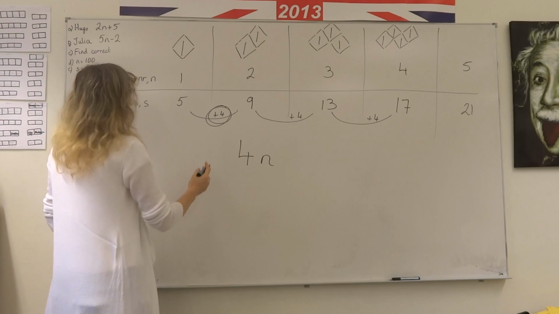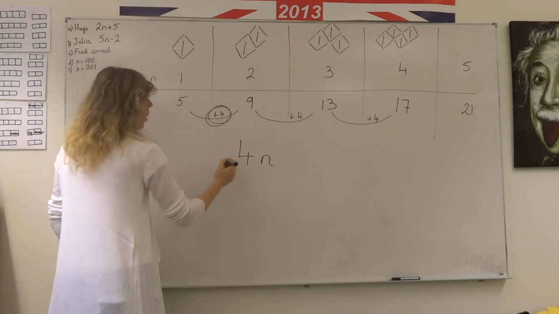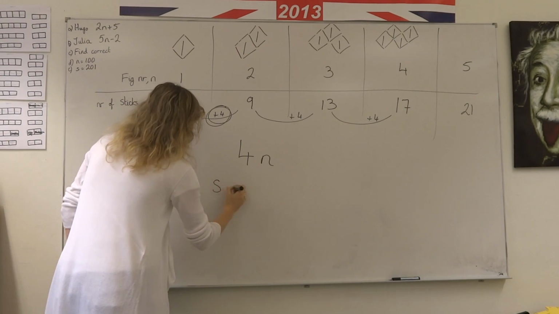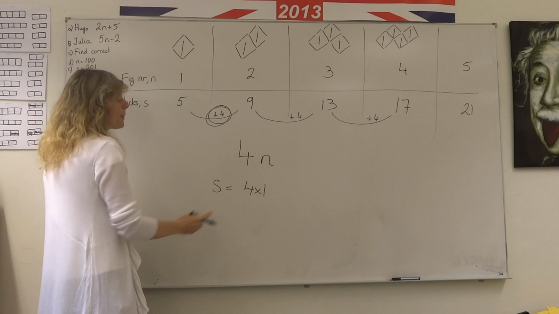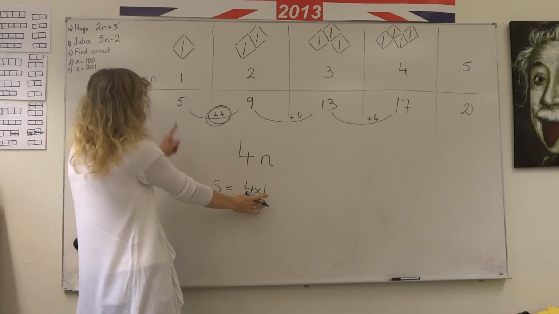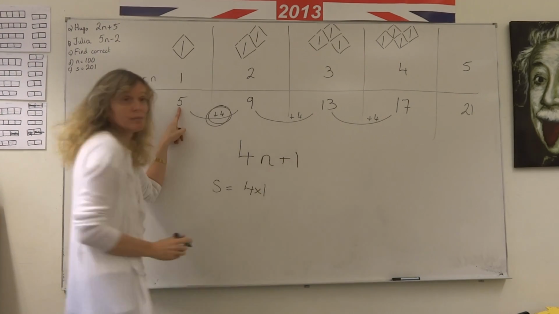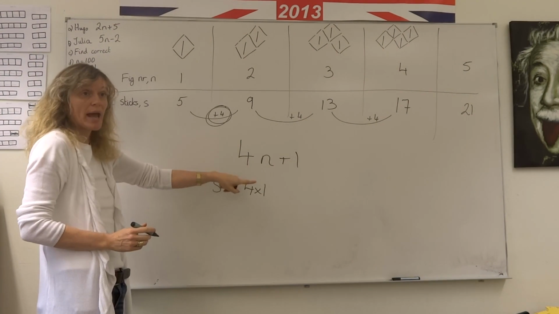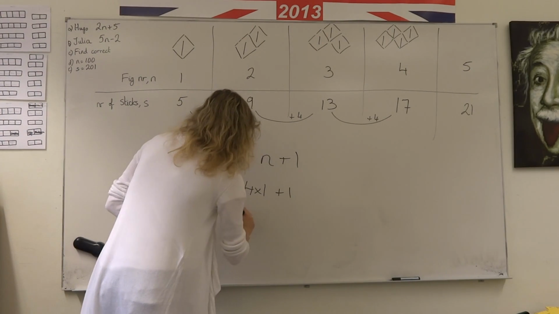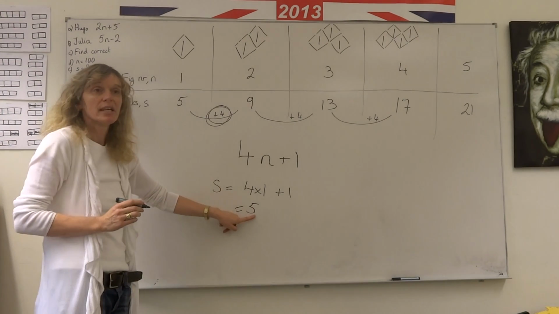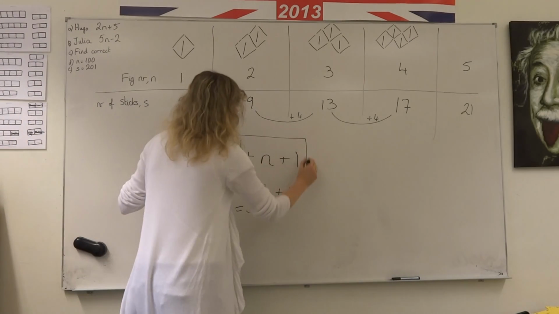And then I think, okay, let me start then with n and say, okay, if n equals 1, the number of sticks should be 4 times 1. That would only give me 4, but I need 5 here. So how can I get 5? I can add 1 to my 4n and I'd get 5. So 4 times 1 plus 1. That would give me the number of sticks equals 5.